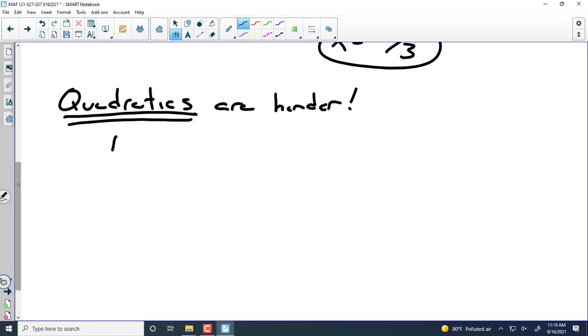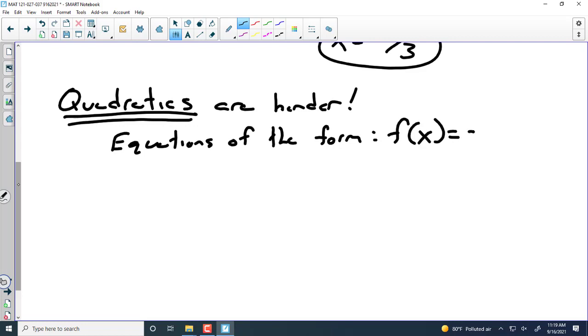Quadratics are harder. Equations of that form are called quadratics. We actually learn more about that in our next section, but I don't want to drop that term without telling you what it means. Quadratics are harder than lines because they've got these 3 terms in them sometimes.